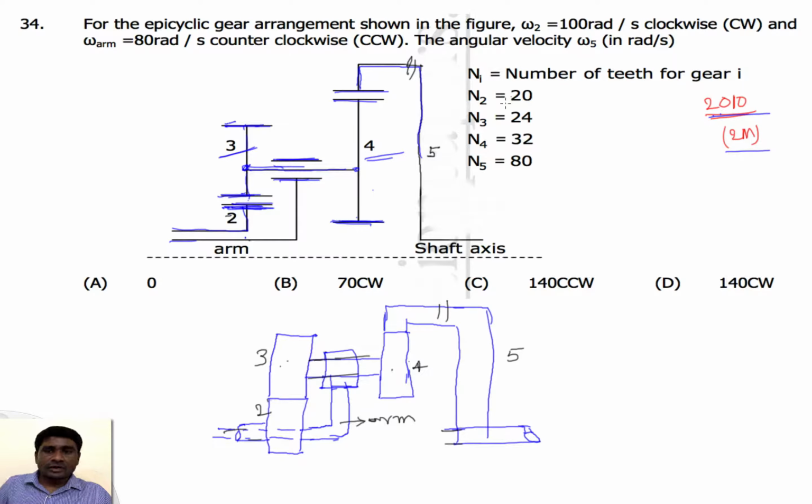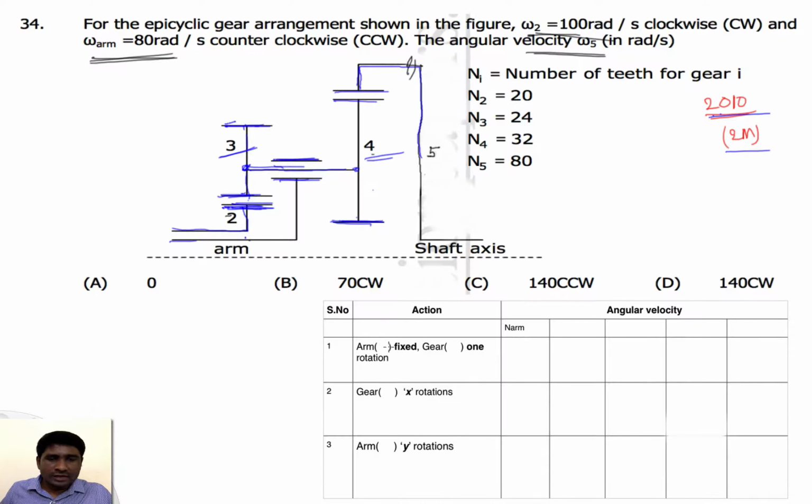Here it's also given that T2 is 20, T3 is 24, T4 is 32 and T5 is 80. The angular velocity of the arm is also given, and the angular velocity of gear 2 is also given. Then we need to find the angular velocity of the internal gear. For that we need to draw the table.